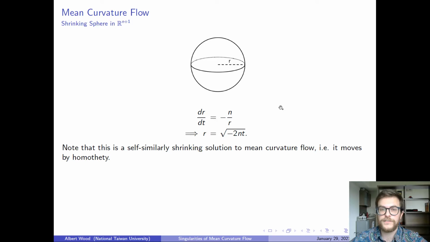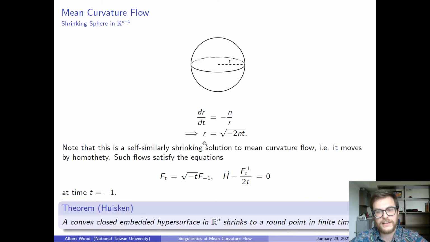There are more self-similarly shrinking solutions to mean curvature flow, and if you have one, then it satisfies this equation here. The flow at time t is equal to some scale factor of the flow at a specific time, say time -1, and you can create an equation for this factor and find out it has to be root of negative t. And then you can also prove that it must satisfy this equation here. The mean curvature vector must always be equal to the normal component of the position vector divided by 2t.